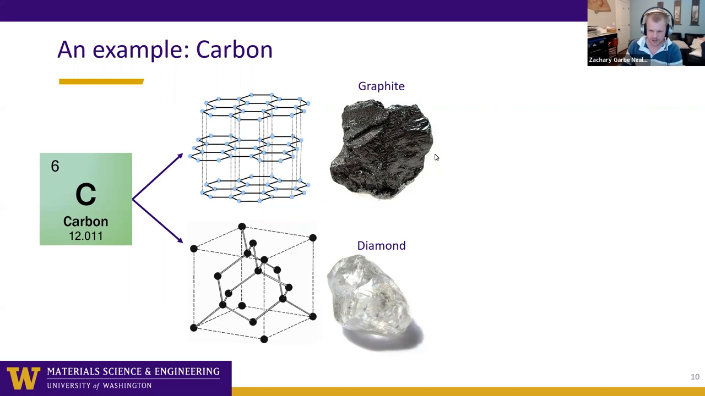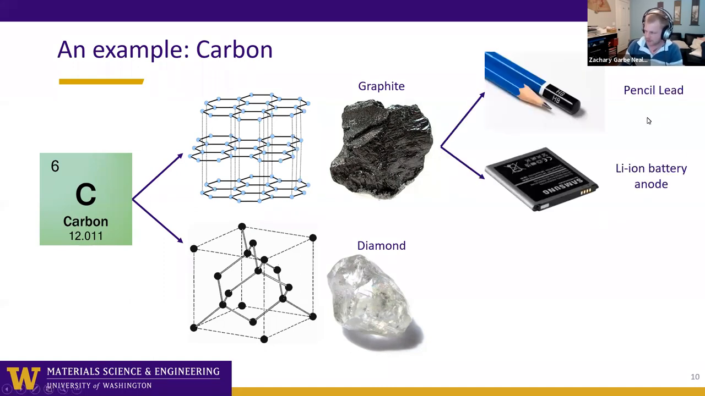Who can tell me one or two different applications of graphite? Good. Pencils is one. Can we get another one? Cooling. And cooling because maybe it has high thermal conductivity. Lubricant. Perfect. Okay, you guys are spot on. Yeah. So my examples are pencil lead and lithium ion battery anode.